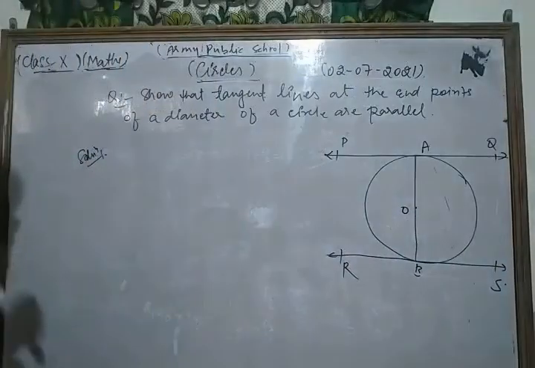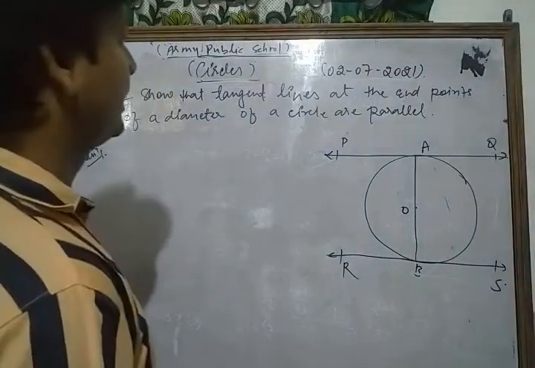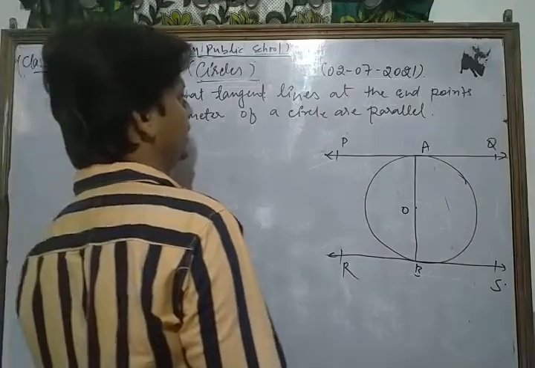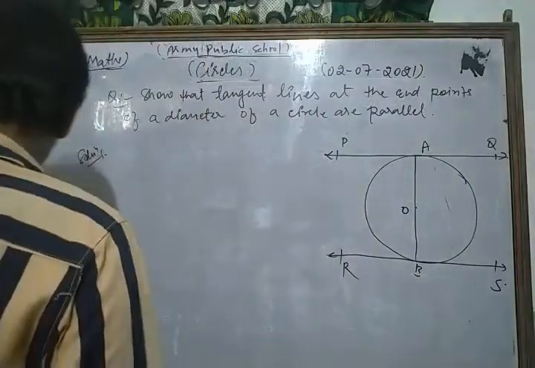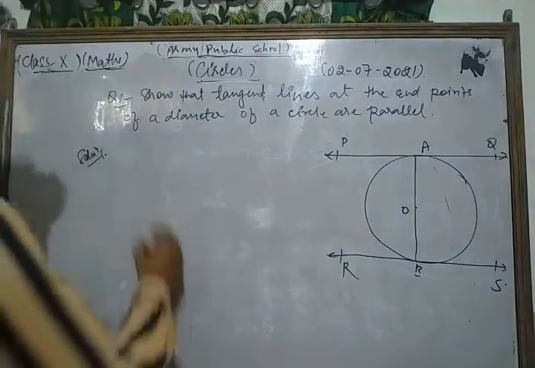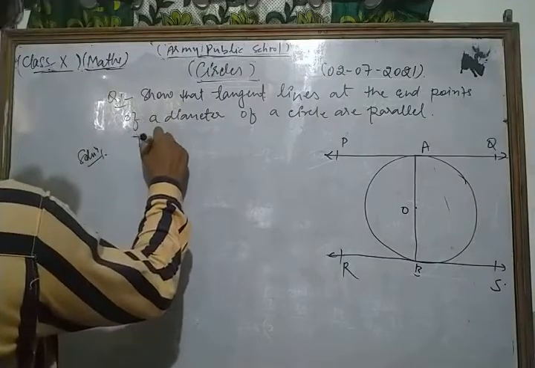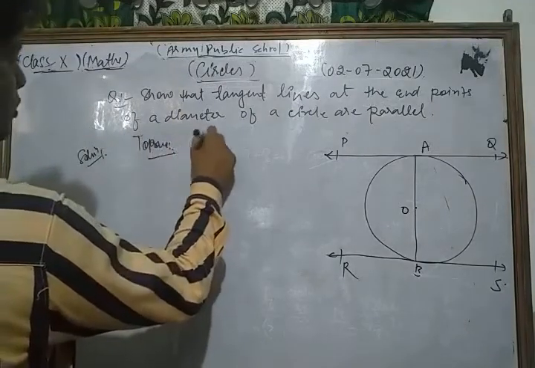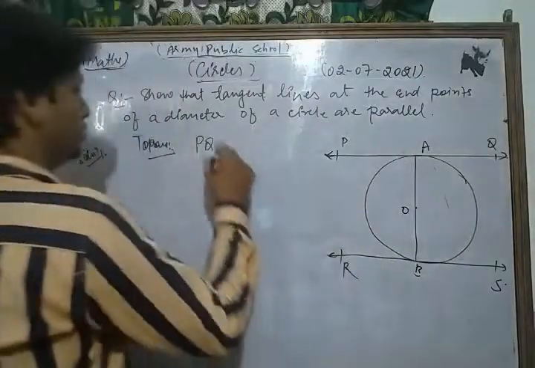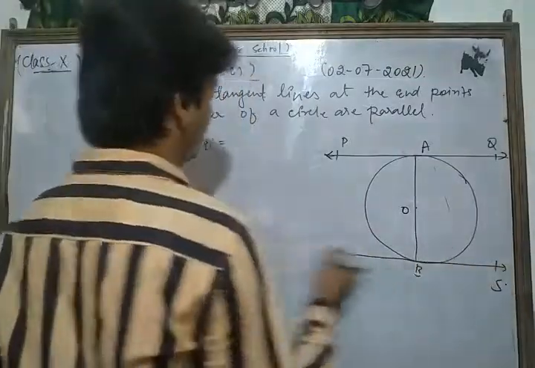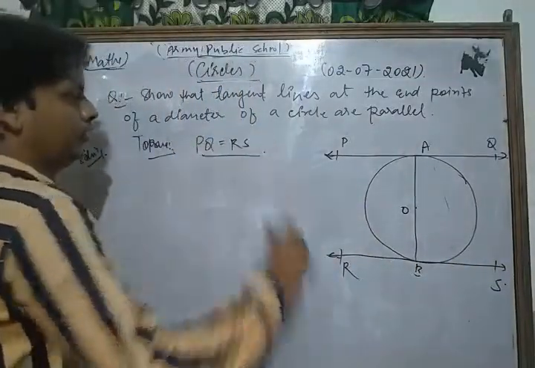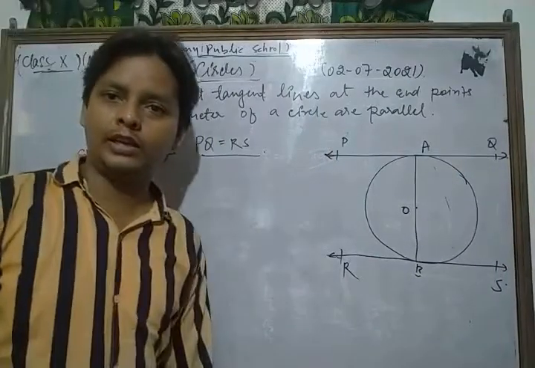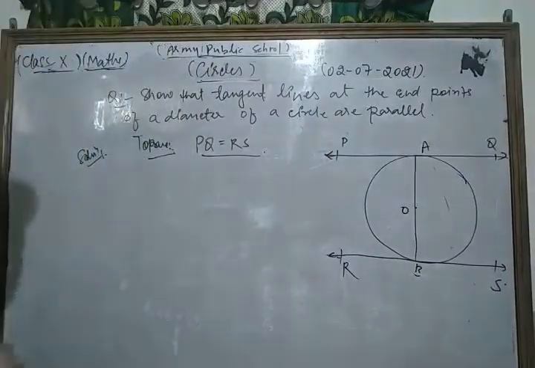So we have to show that the tangent lines at the end points of the diameter of a circle are parallel to each other. Means we have to show that PQ is parallel to RS. So let's see.